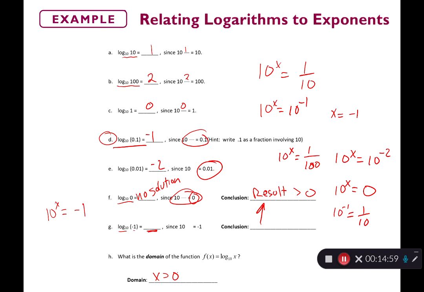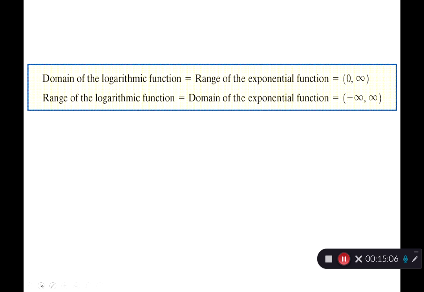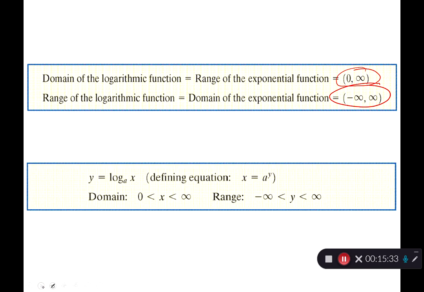All right. So let's talk a little bit more about domain. The domain of the logarithmic function equals the range of the exponential. This is a property of inverses. The range of the logarithmic function equals the domain of the exponential. So you don't necessarily need to memorize these, because if something is outside the domain, if you put it into an equation, it simply wouldn't work. All right, so let's go on to just a couple of problems.